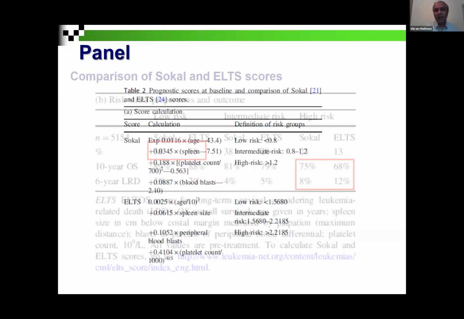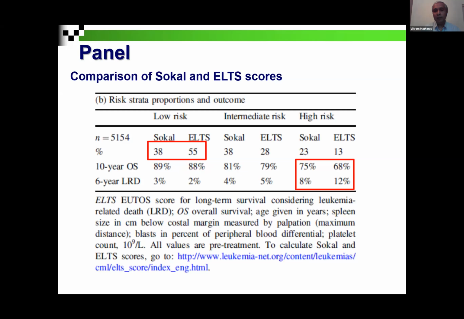score. So what happens is essentially you get many more patients in low risk with ELTS. If you take the same population and apply both SOKAL and ELTS, you will get many more patients moving to low risk compared to the SOKAL score. But you see that the ELTS picks up 6-year leukemia-related deaths better than the SOKAL score. And essentially that's what the ELTS score is supposed to do. That's why ELN recommends it.